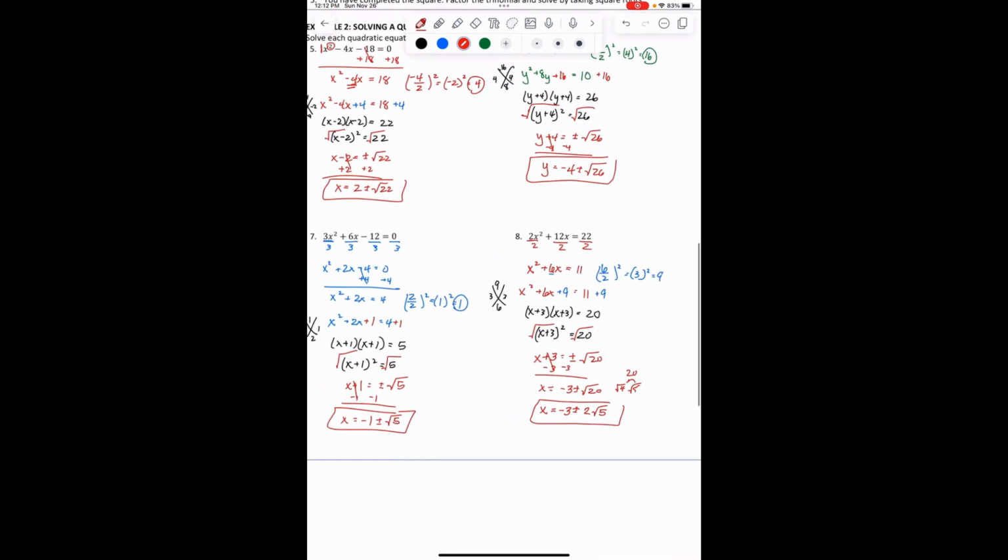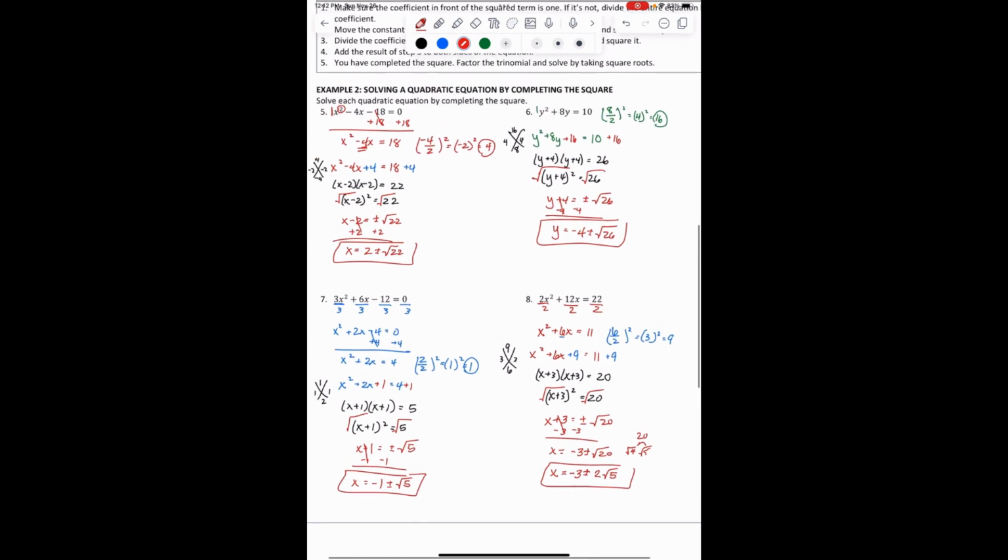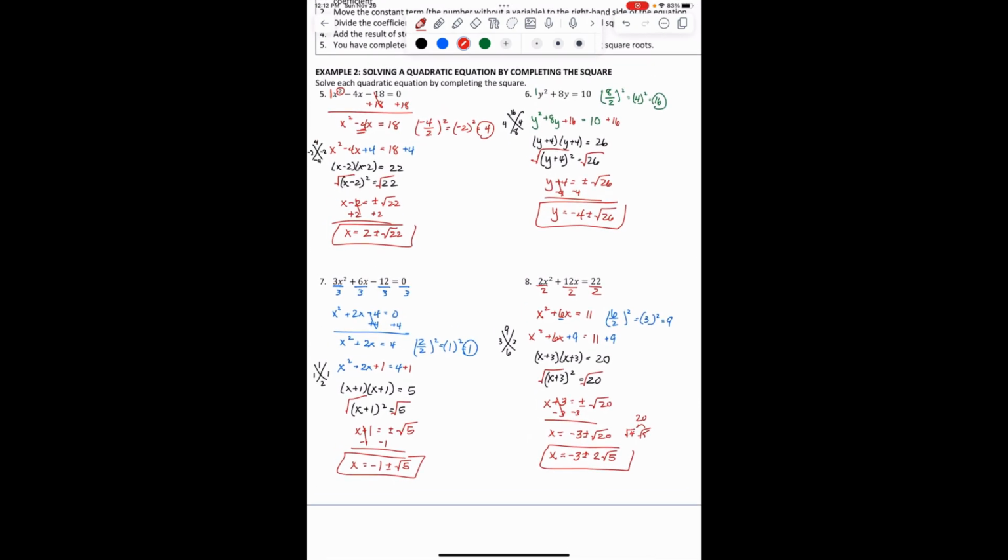So again, goal is to create something we can take the square root of. Completing the square, once you get the hang of it, it's pretty quick, pretty painless. Okay? But try out your homework. Let us know if you have any questions.